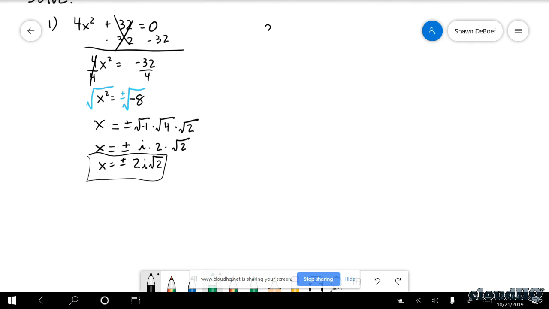One more solve problem, and then we'll be done with notes. Sorry, we already did one as a warm-up. Okay, here we go. So let's go with 5y squared plus 20 is equal to 0. Subtract the 20, and divide by your 5.